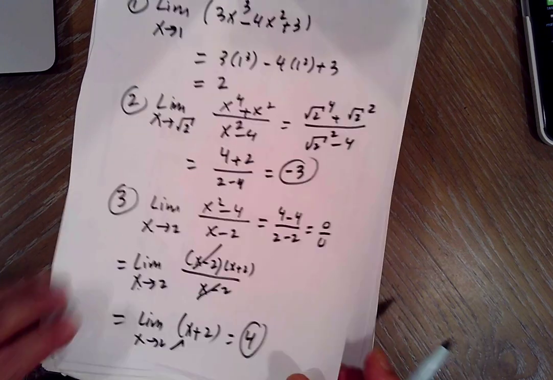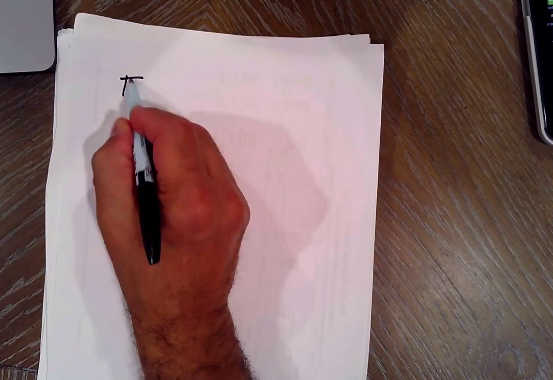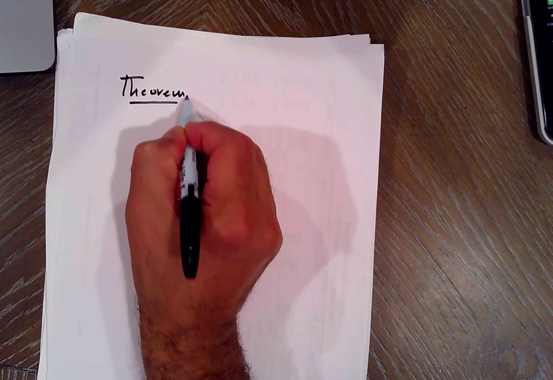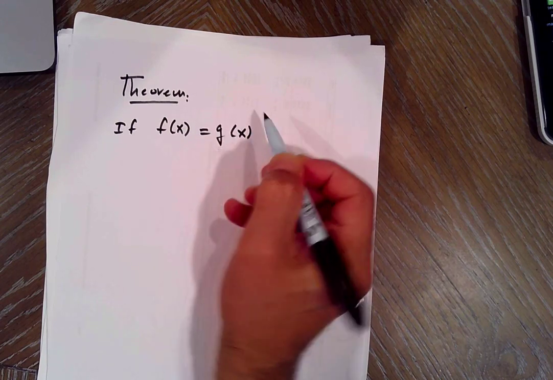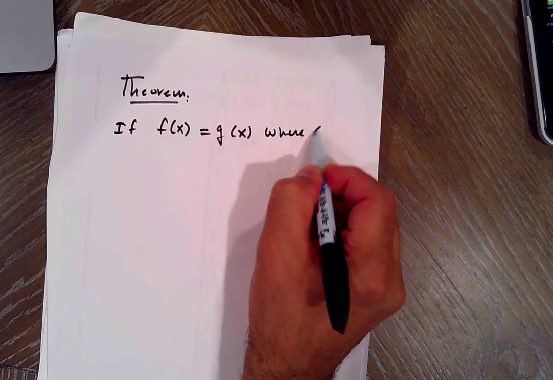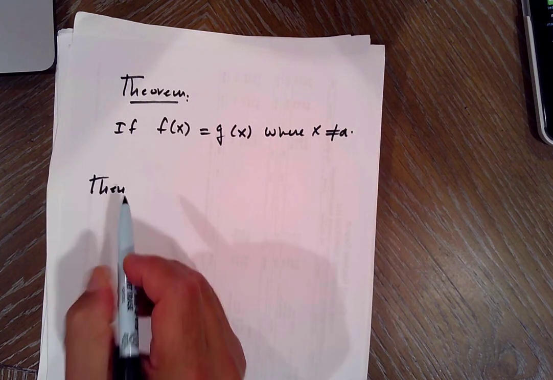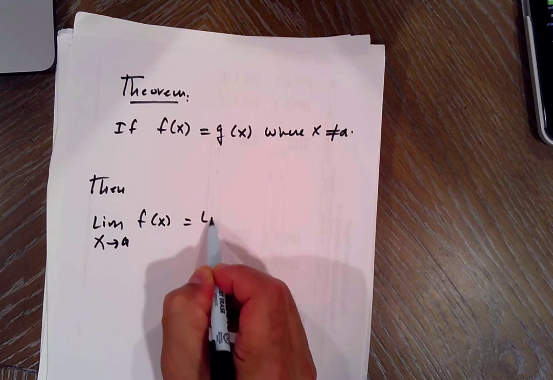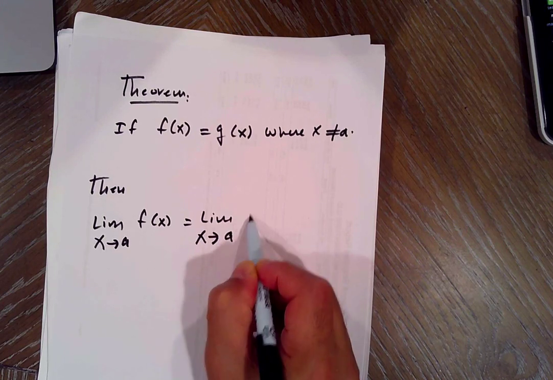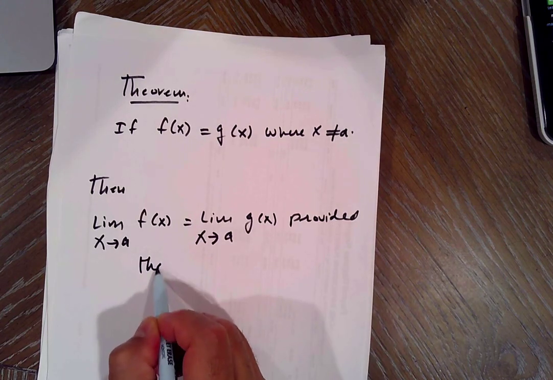And so this has a theorem. This is a result. Let's talk about it right now. Theorem: if f of x equals g of x, where x is not a, then the limit as x goes to a of f of x equals the limit as x goes to a of g of x, provided that limit exists.